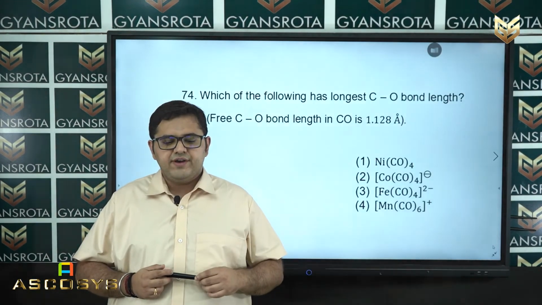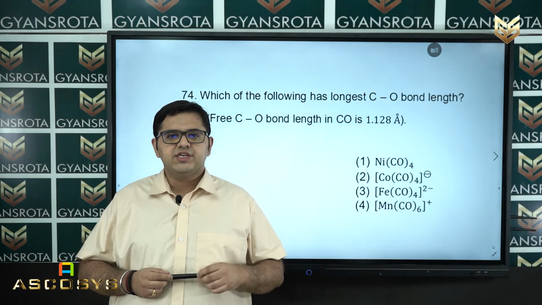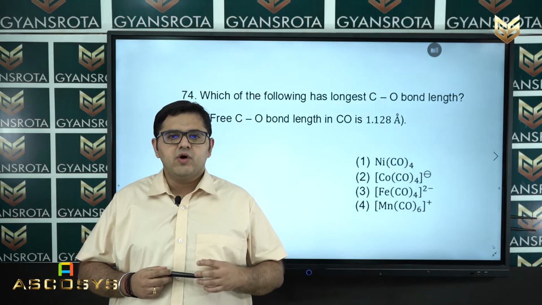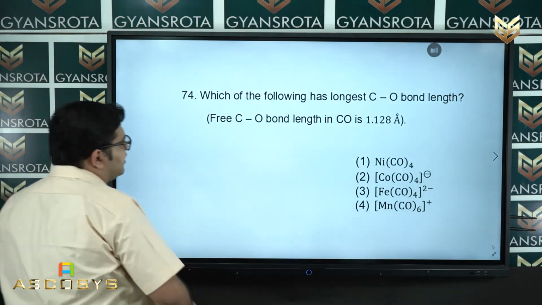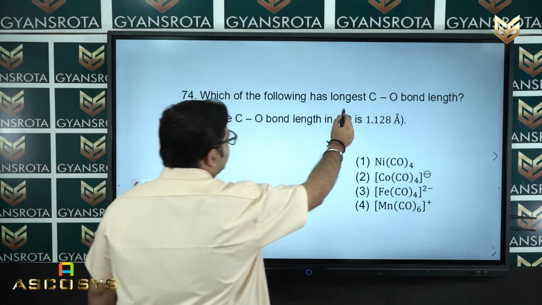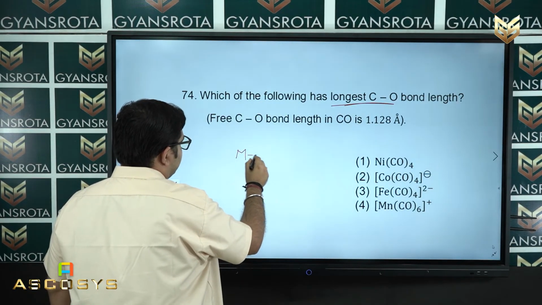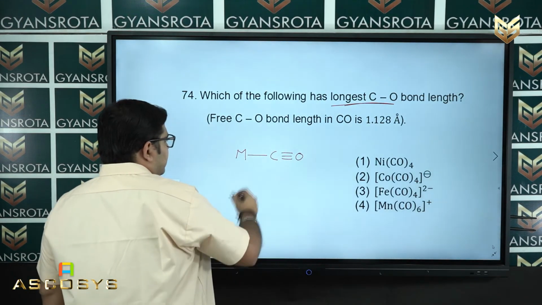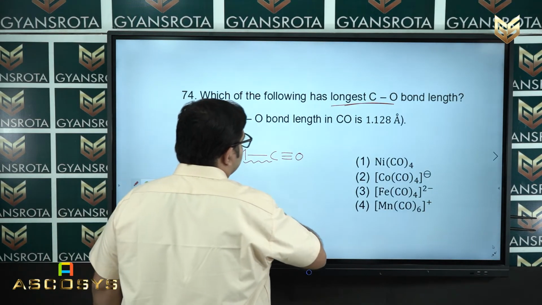So question number 74 is on your screen. Which of the following has the longest CO bond length? This question comes from the coordination compounds chapter of your class 12 NCERT. So now we are moving to the solution part. They ask about the longest CO bond, so if I consider this one as metal, and this is CO and this is CO, then this bond is metal-carbon and these bonds are CO bonds, okay.